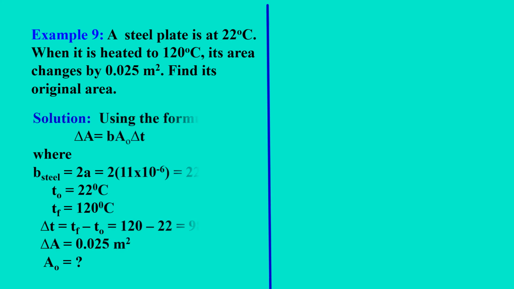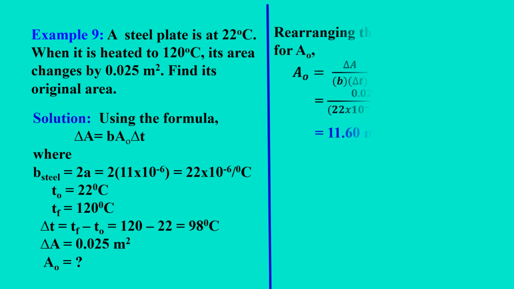From the formula, delta A equals B times A naught times delta T, where the coefficient of area expansion of steel equals 2 times the coefficient of linear expansion, 2 times 11 times 10 to the minus 6, or 22 times 10 to the minus 6 per degree Celsius. The original temperature is 22 degrees Celsius, the final is 120 degrees Celsius. So delta T is final minus original temperature, 120 minus 22 is 98 degrees Celsius. The change in area is 0.025 meters squared. We are required to find the original area.